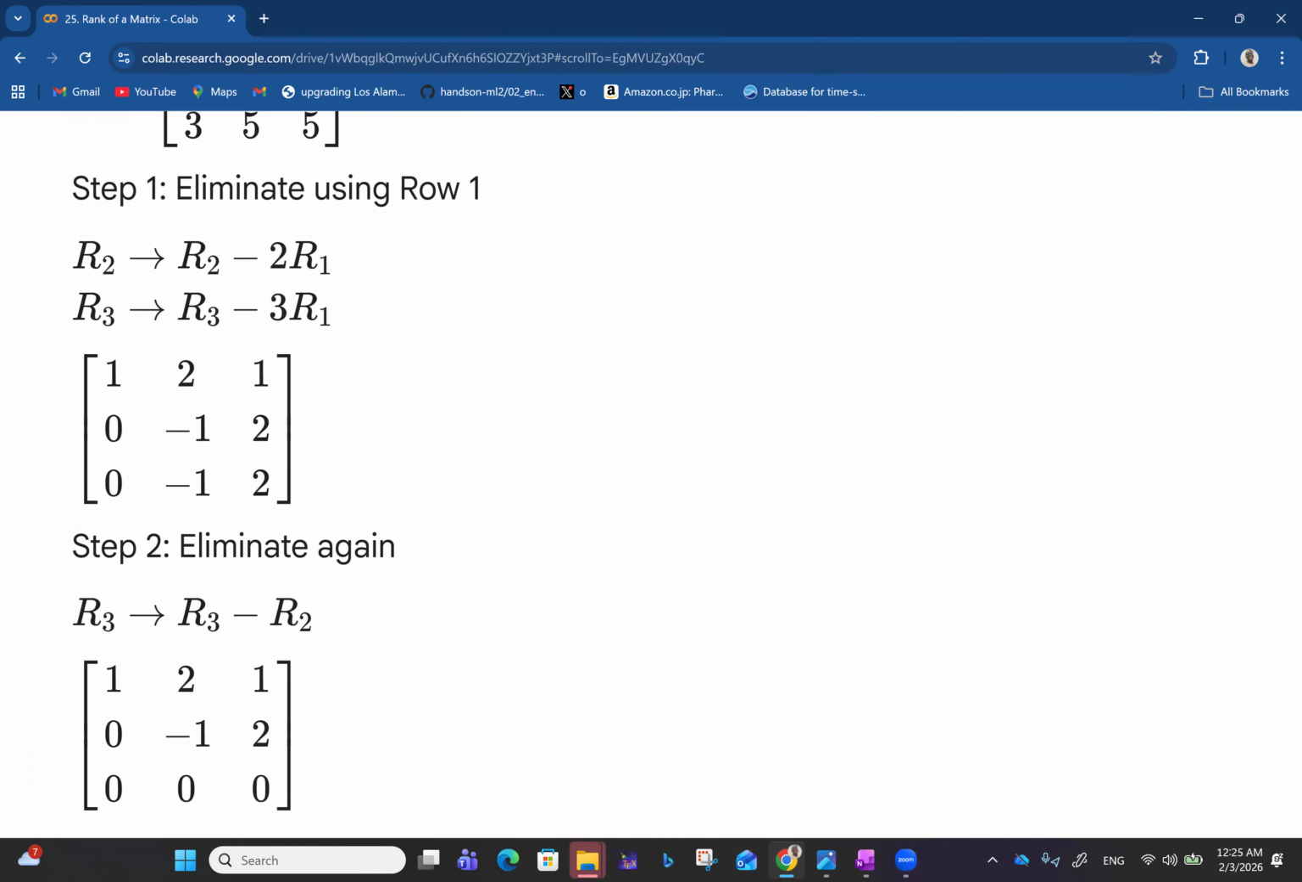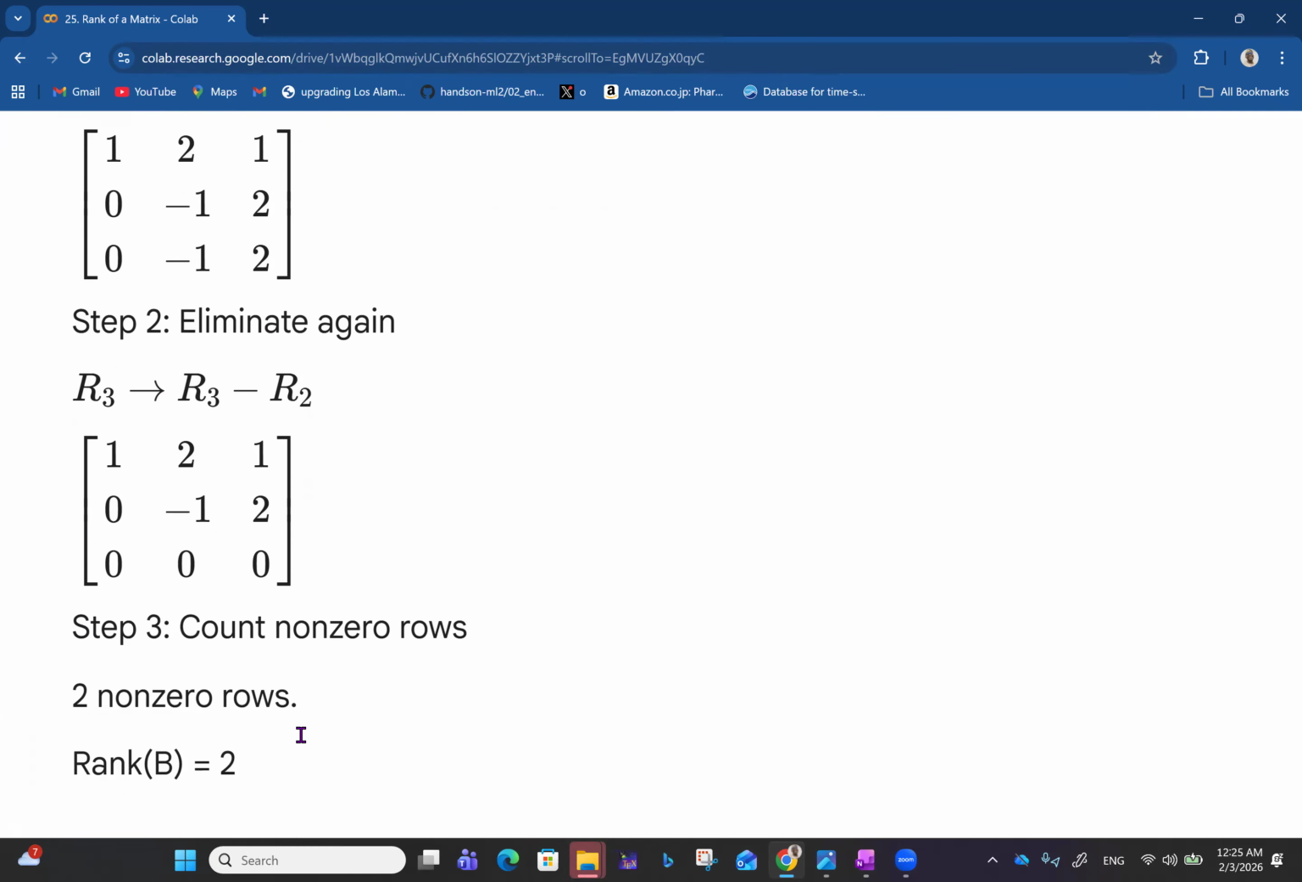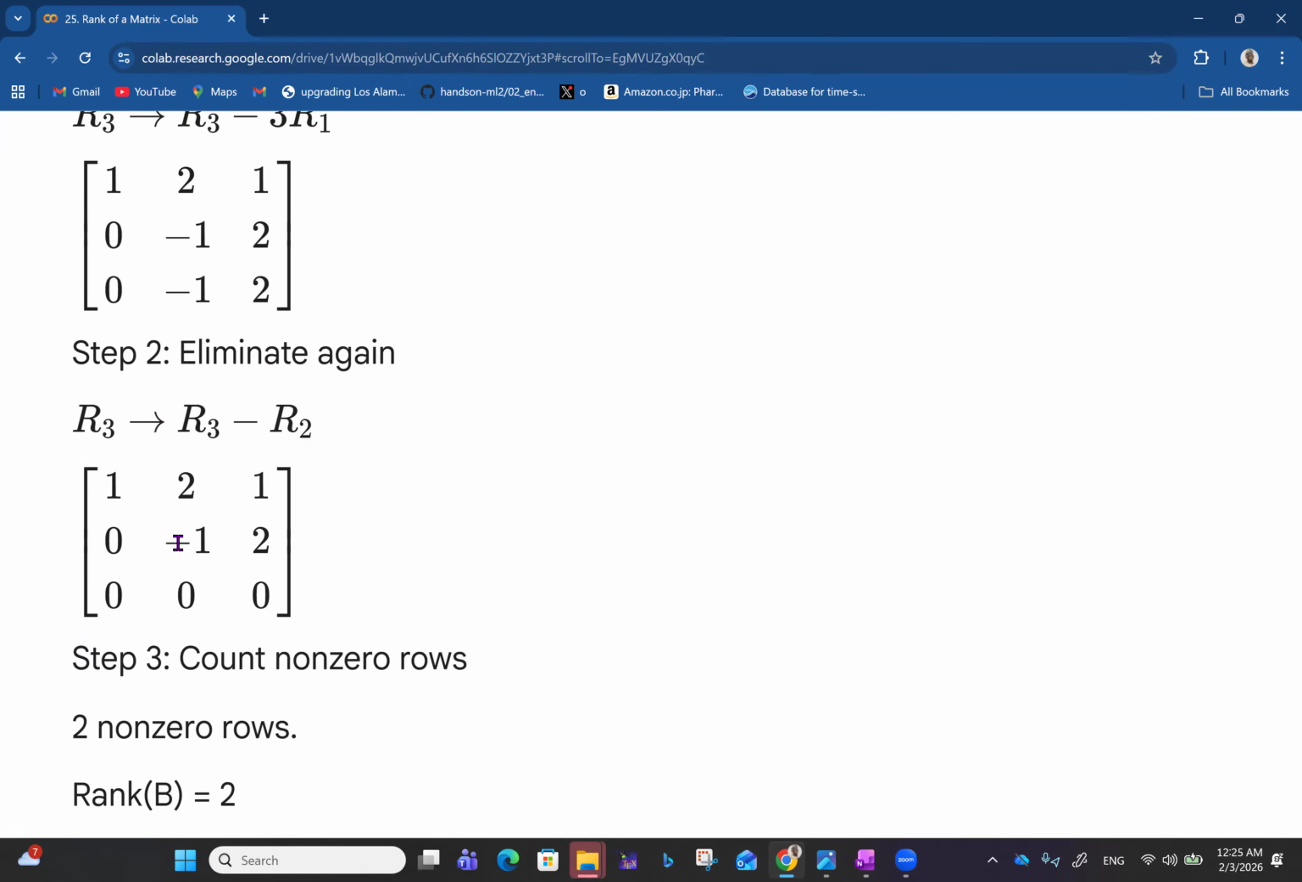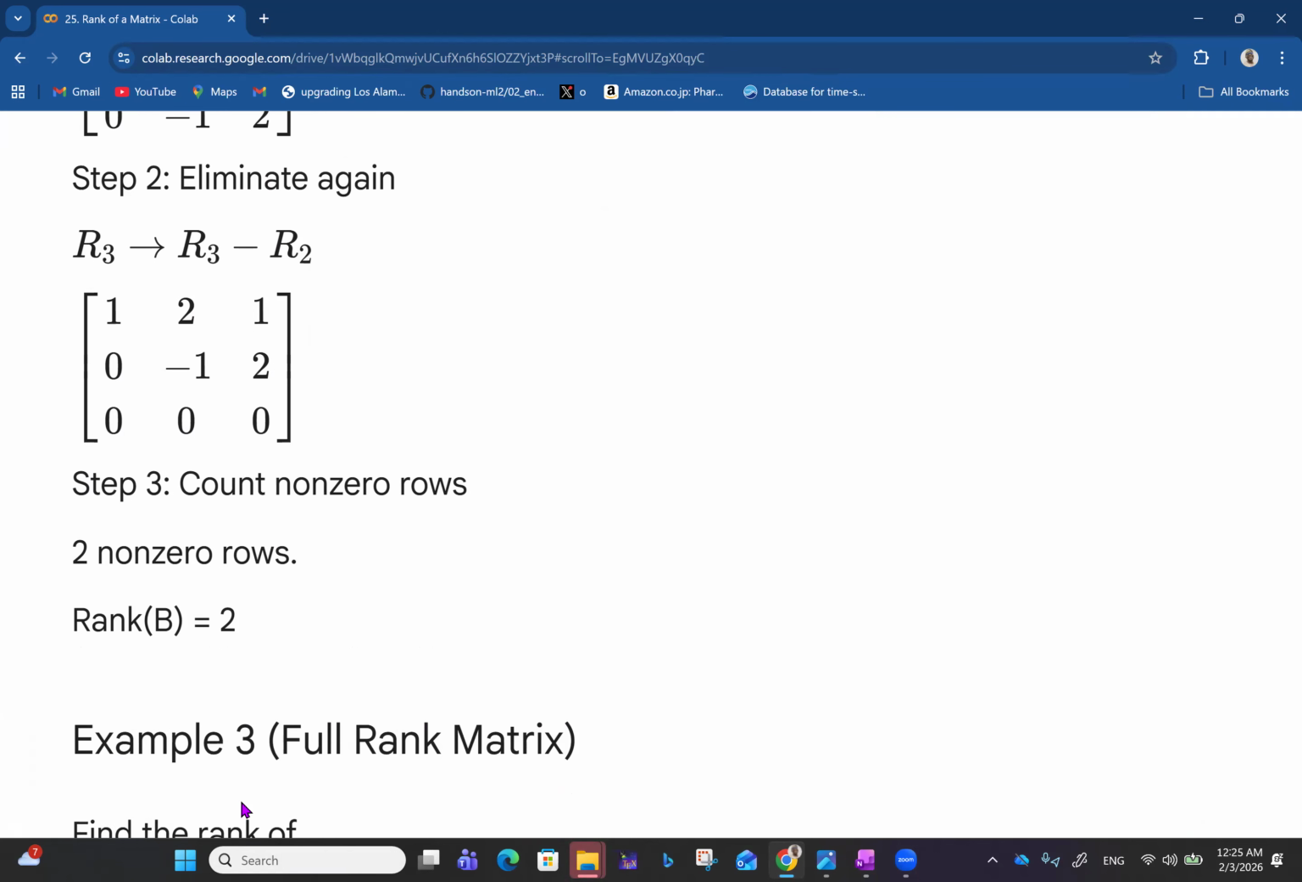At the end of the day, we have a zero row, which is this one. So the rank of this matrix will just be 2. There are two non-zero rows, even though there's a 0 here, the whole row is not 0. When the whole row is 0, you say you have a zero row. So count the non-zero rows, that's 1, 2. Two non-zero rows means the rank of this matrix B is equal to 2.